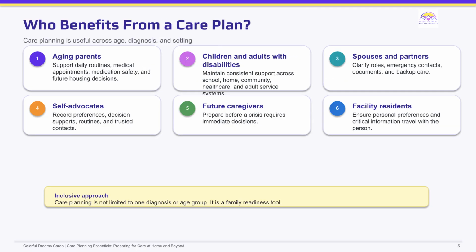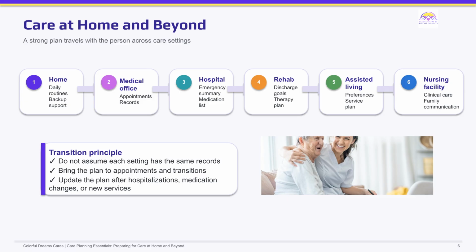Care planning is a universal readiness tool. It benefits anyone needing support, including aging parents, individuals with disabilities, or facility residents. It helps families, spouses, and caregivers stay aligned, ensuring that care remains consistent regardless of the person's age or specific diagnosis. A strong plan must be portable.